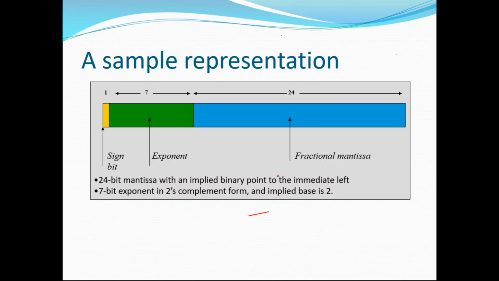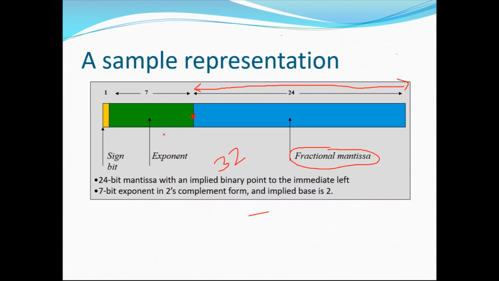Say for example, if you have 32 bits, then what IEEE suggests is to use the least significant 24 bits to represent the Mantissa. These 24 bits will be used to represent the fractional Mantissa, and the binary point is assumed to be here. There is no explicit binary point, it is implicit. And this is the exponential part.